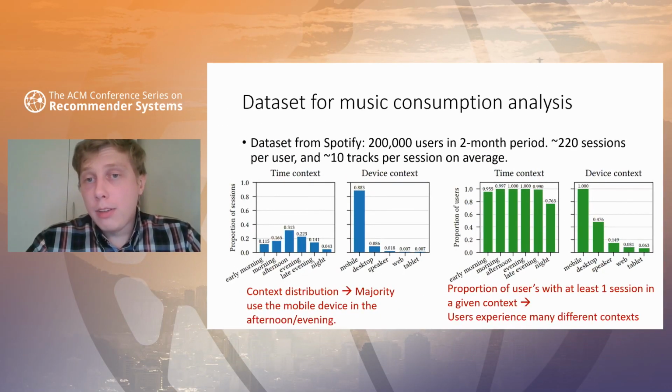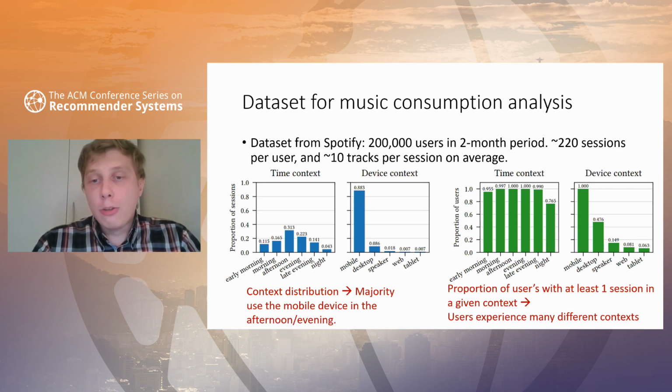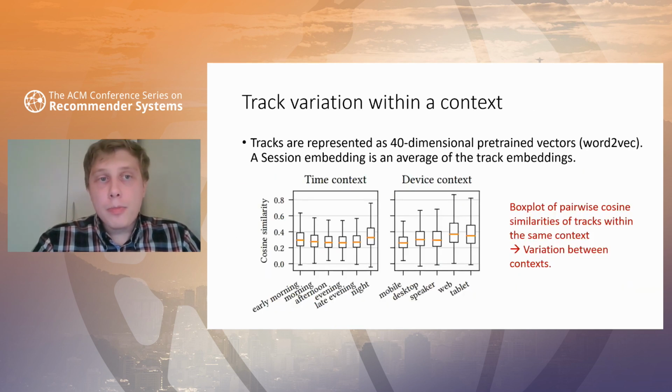And even for the devices, we see that almost half of the users have used the desktop at least once, and also have some activity in the other ones. So this means that users do experience many different contexts, so we need to get this right. As we're working with embedding-based models, we choose to also represent tracks as real-valued embeddings. So they are 40-dimensional and are pre-trained using a word2vec-like training scheme. In this way, we can also create session embeddings just as an average of those track embeddings.